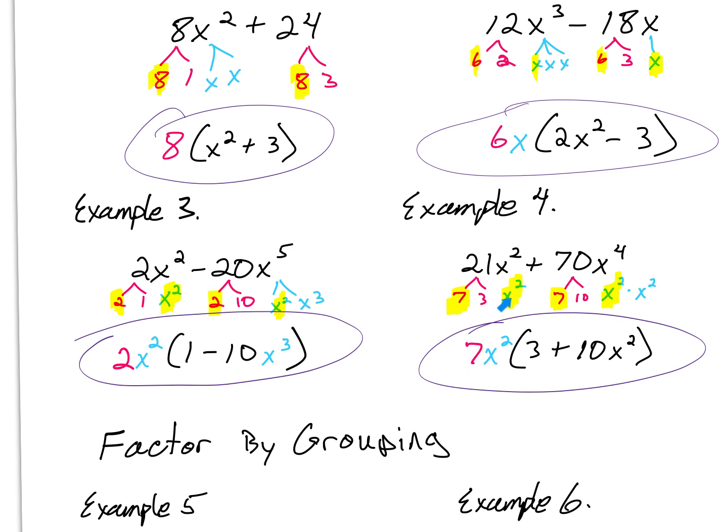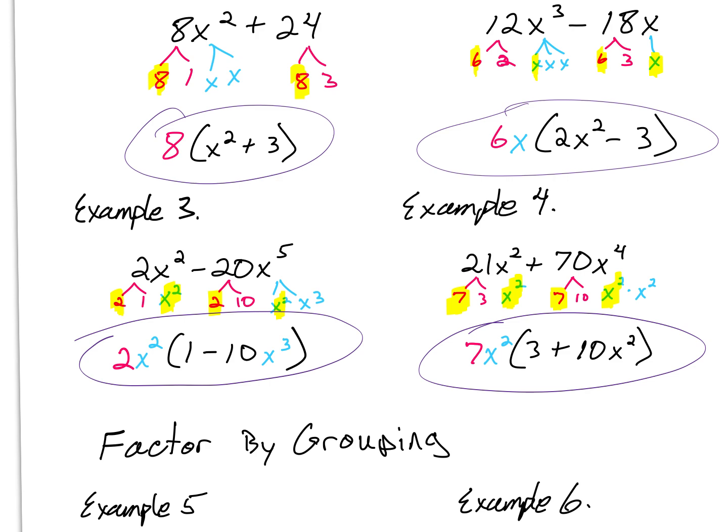And then x squared is what the two variables have in common, is a factor of x squared, so I took x squared out. What was remaining is 3 plus 10x squared. And again, you could always look at what you think are the factors, and if you multiply them, you need to get the original polynomial that you were given.